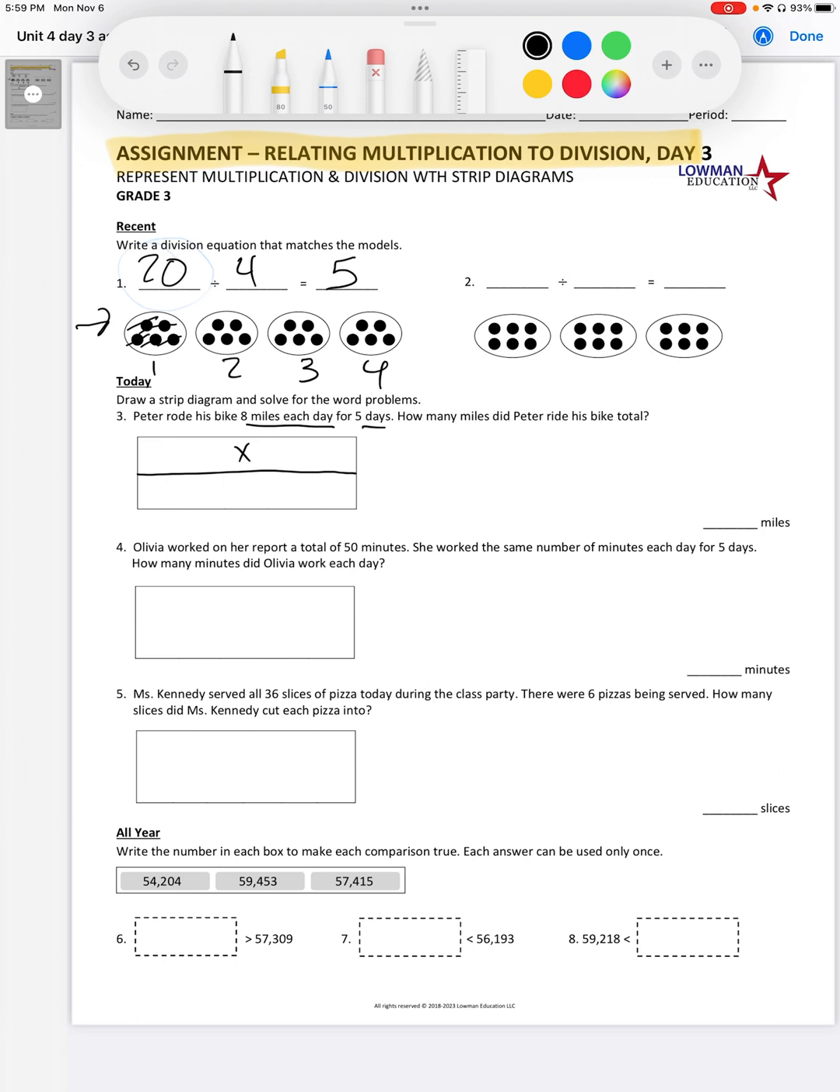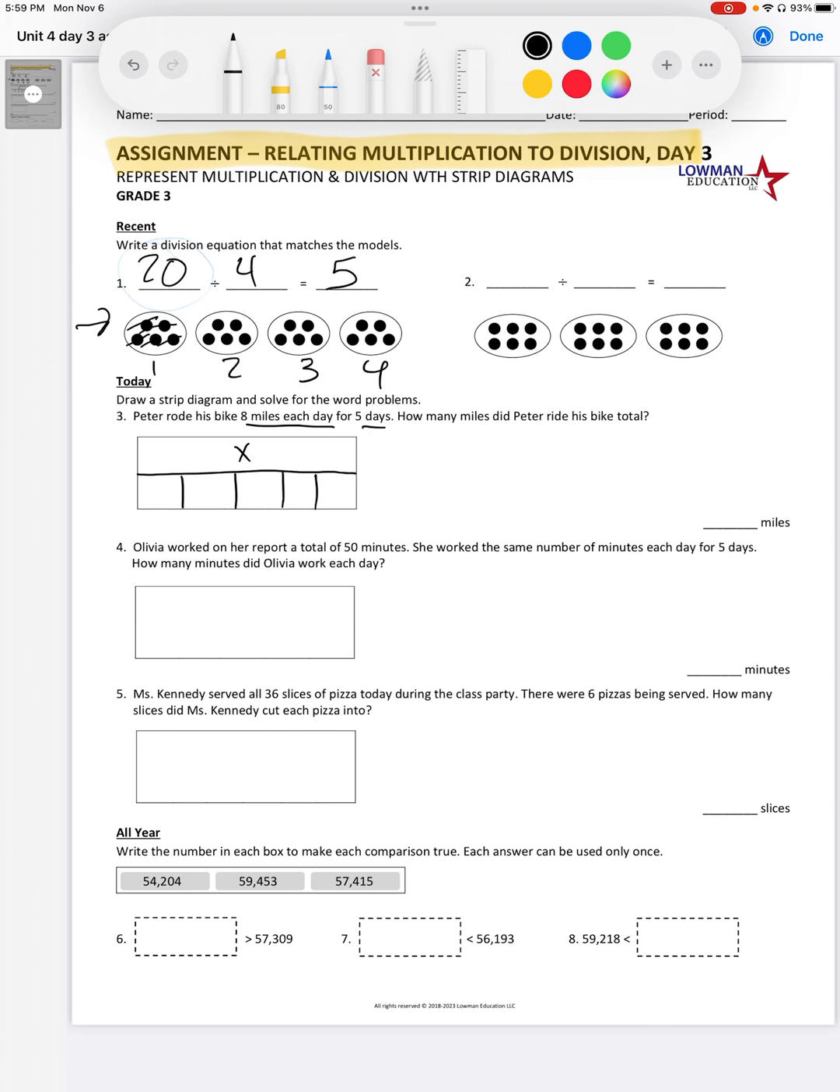In this case, it says he rode his bike 8 miles every day for 5 days. So I'm going to divide this bottom section into 5 sections, one for each day. To get 5 sections, you need to do 4 vertical lines. It's always the number of sections that you need minus 1 will give you the right number of groups. So in this case, I have 5 groups, 1 for each day.